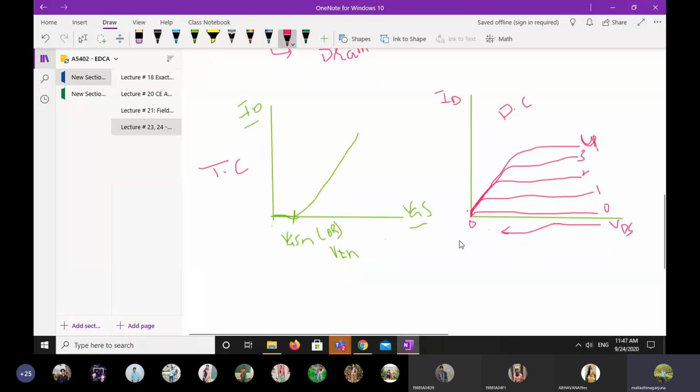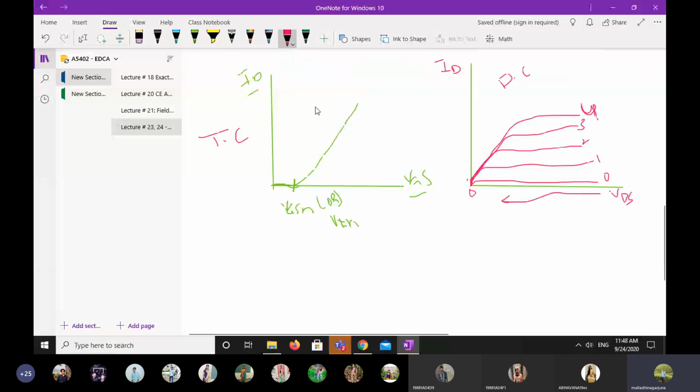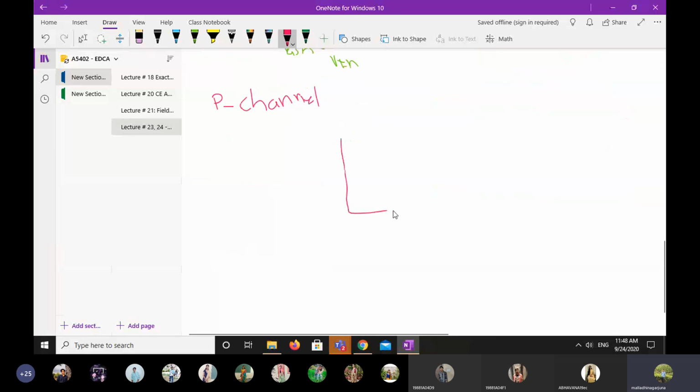Okay. So draw the characteristics, and we will move to the next. So this is what we call the N-channel depletion MOSFET. Can you draw the P-channel enhancement MOSFET characteristics? For the P-channel enhancement MOSFET, the circuit will be like this.